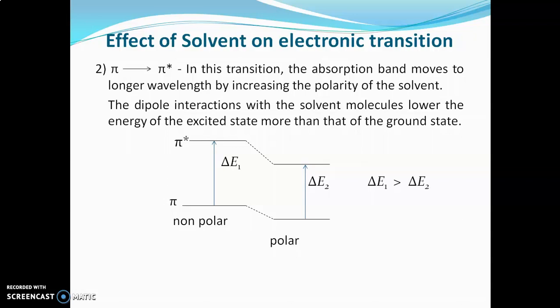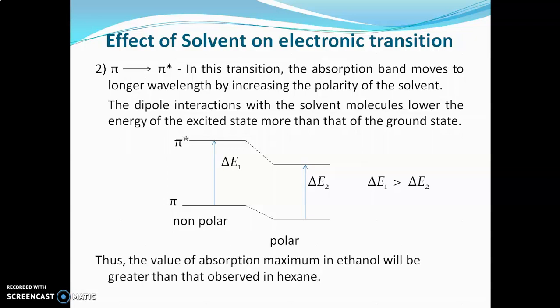The energy required for this jump is delta E2. If we carefully observe the energy difference for this particular transition, the pi to pi antibonding transition, delta E1 is greater than delta E2, and as in polar solvent less energy is required, that means the wavelength will be more, the absorption maxima will be greater. So the value of absorption maxima in ethanol will be greater than that observed in hexane. So this is the effect of solvent on electronic transition.